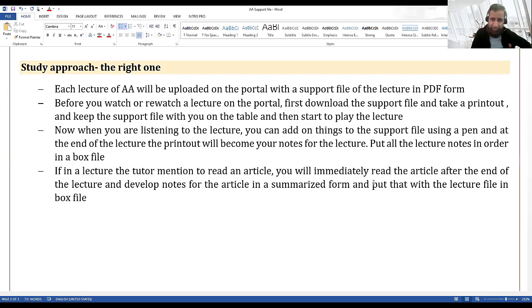And with every lecture, you will have a support file, but not necessarily every lecture has an article to read. Where there is a need to read an article, then try to read it as soon as possible and develop your notes and link that notes with the lecture support file. Is that clear to you?